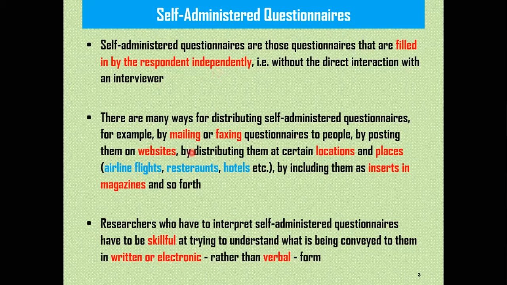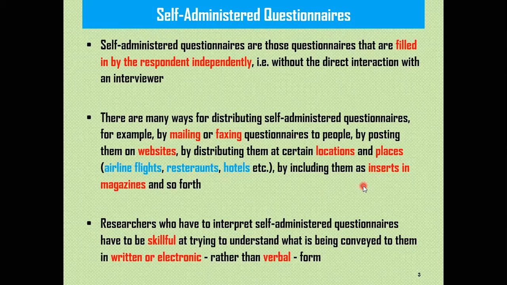There are many different ways to distribute a self-administered questionnaire, like mailing, through fax machines, websites, locations and places. For example, airline flights, restaurants, hotels, playgrounds, stadiums, different options where there is a gathering of people, you can go over there. Like shopping malls, cinemas.